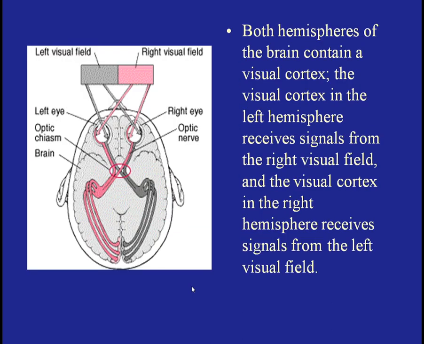Finally, a summary of this information. Both hemispheres of the brain contain a visual cortex. The visual cortex in the left hemisphere receives signals from the right visual field, and the visual cortex in the right hemisphere receives signals from the left visual field. So, due to incomplete decussation in the chiasm, our cortex receives information from the contralateral side of the visual field, from both eyes.